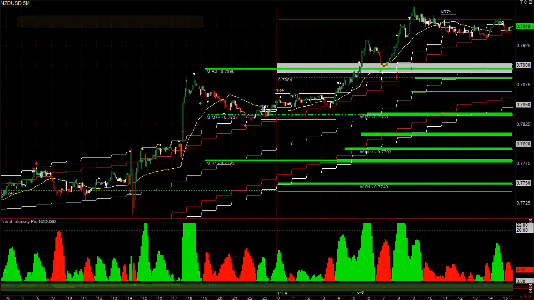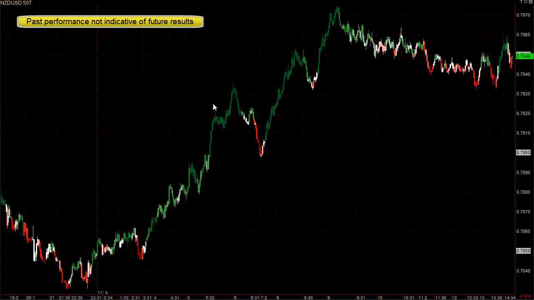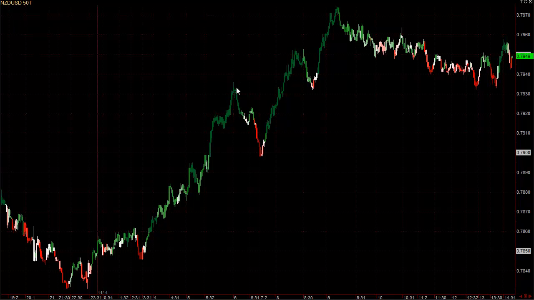Here's another one, New Zealand dollar, super strong, one of the strongest daily trends, one of the strongest weekly trends, one of the strongest monthly trends. So if you had seen this trend up and bought this little wedge pattern right here, it only went up 10 pips. If you had bought the first pullback down, it didn't even go up 10 pips.